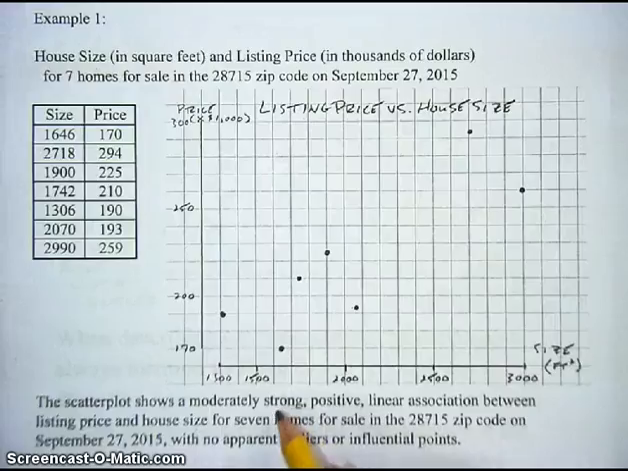Just make sure you have the form, direction, and strength of the association that you're looking at, and then have your variables. And so that's the what, and then here's the who, the 7 homes for sale, and the zip code on that date, and then here's the rough. So we've got the smooth and the rough all in one sentence.